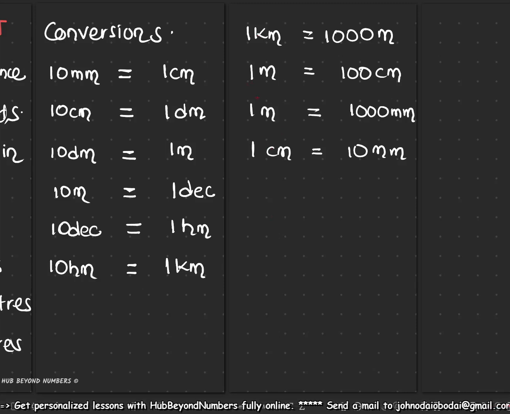Then 1 meter means 100 centimeters. And this same 1 meter can also give us thousands of what? Millimeters. And then finally, our 1 centimeter gives us 10 millimeters.